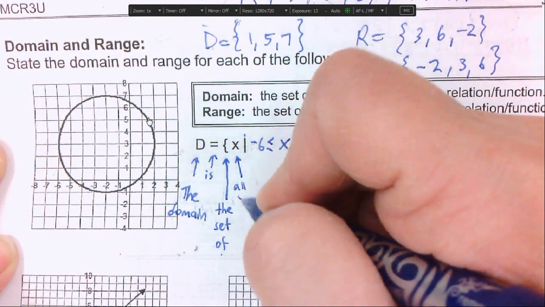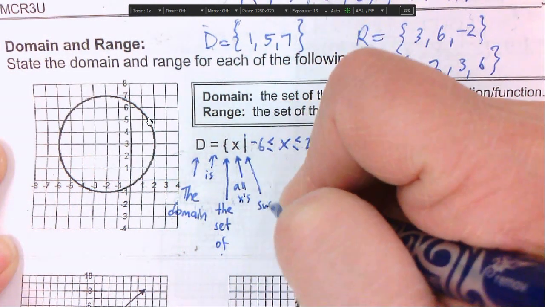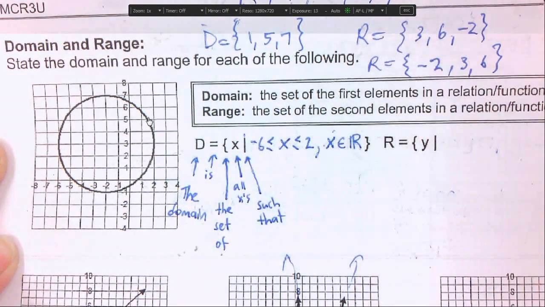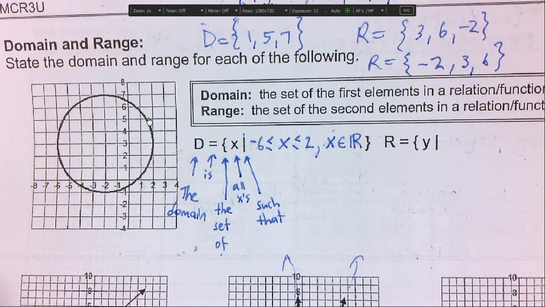And then the x is all x's. And the bar is read such that. So such that means there's a condition coming. So let's read it so far. The domain is the set of all x's such that. That means now there's a condition.